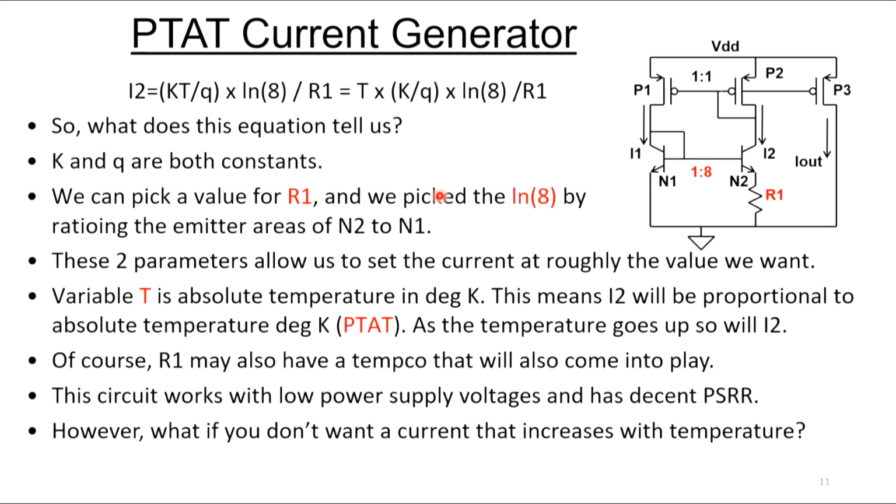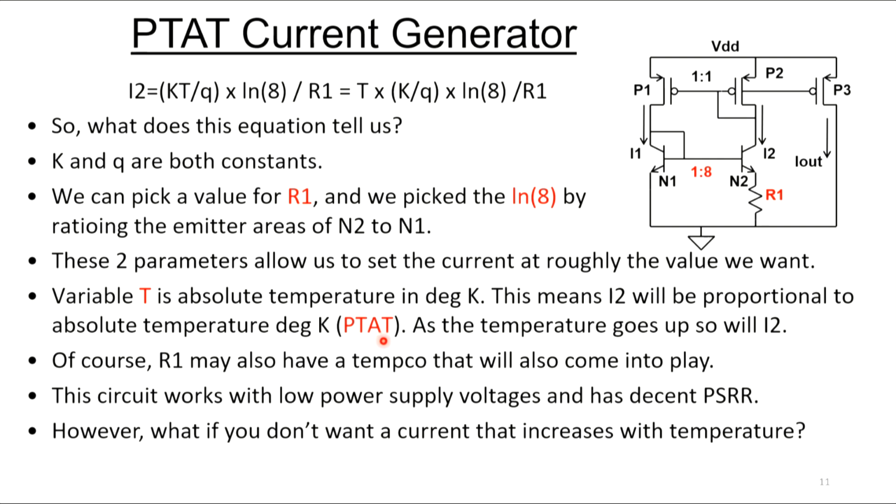So what does this equation tell us? Well, like I said, K and Q are both constants, and we can pick a value for R1, and we pick the value for the log of 8 just by ratioing these guys here. Using the R1 and the log of 8, we can set these currents to almost anything we want. Now the variable T, if you look at the equation up on top here, I pulled T out. So this is saying temperature times a whole bunch of other stuff. So this is telling you that this current is going to be proportional to absolute temperature. That's what PTAT stands for, proportional to absolute temperature.